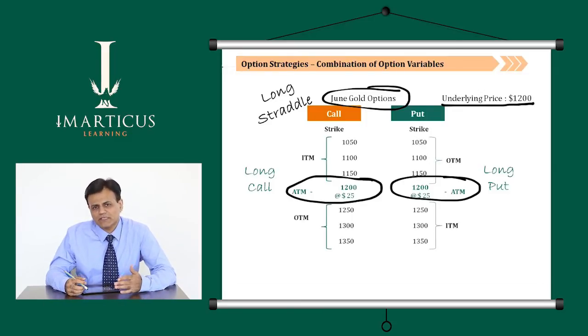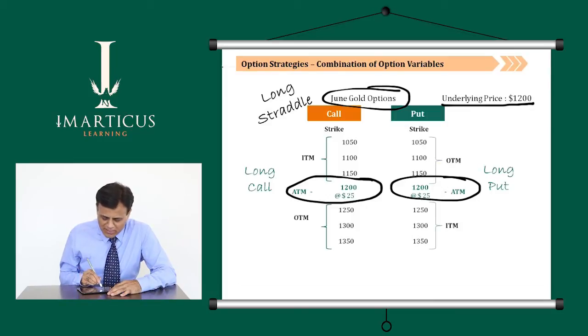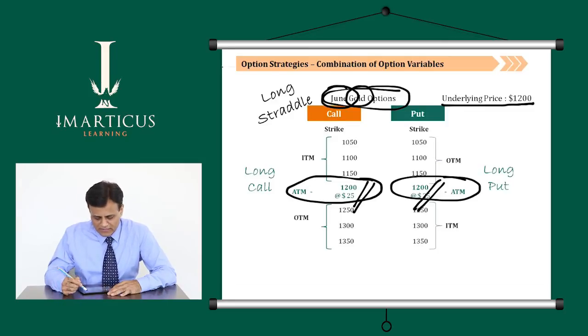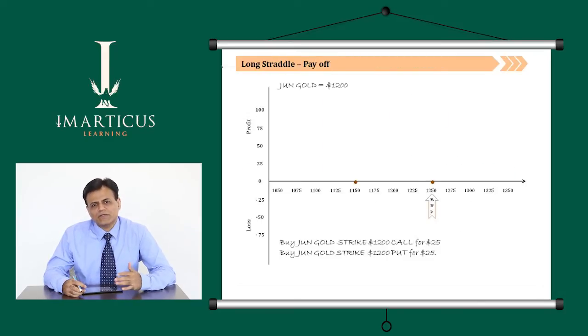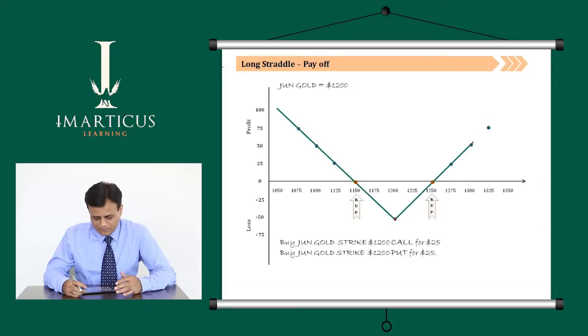What needs to be noted here is that the strike price should be the same. Also, the underlying should be the same and the expiry should be the same one. This strategy is called the long straddle. Now let's understand what would be the profit or loss in case of this particular strategy. What I have here is a payoff diagram of a long straddle.